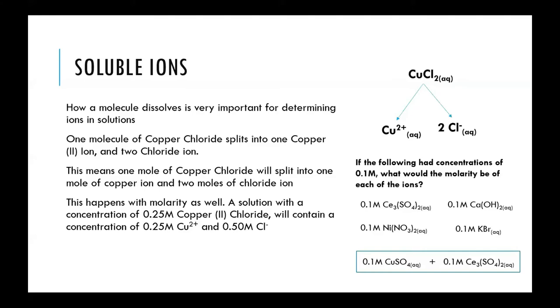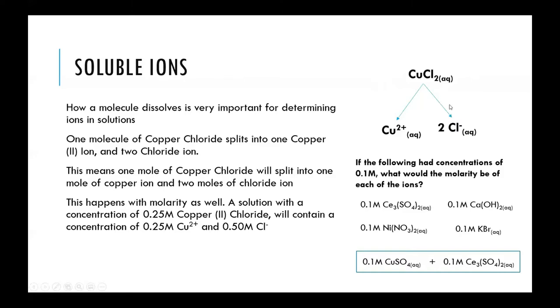You want to know specifically if you want to prepare a solution or look at the concentration of chloride. Using copper chloride, there'd be twice as much as if you used sodium chloride of the same molarity. If they were both 0.1 molar, the copper chloride would have twice as much chloride in it. So a 0.25 molar solution of copper chloride would be 0.25 molar copper ion, because for every one molecule there was one copper ion, but double the chloride concentration: 0.50 molar chloride ion, because for every one molecule there can be two ions.